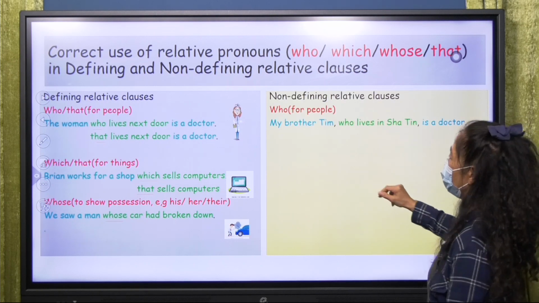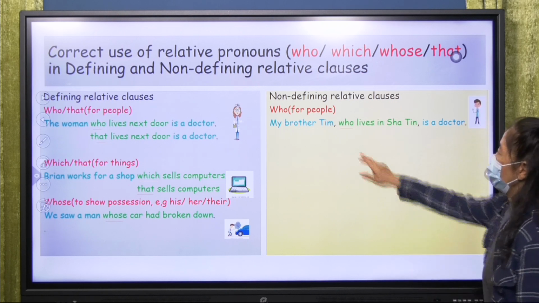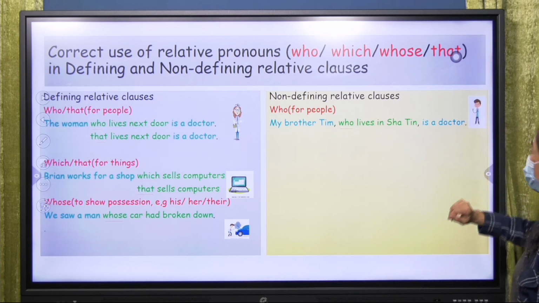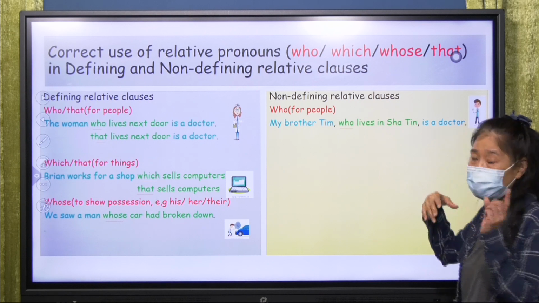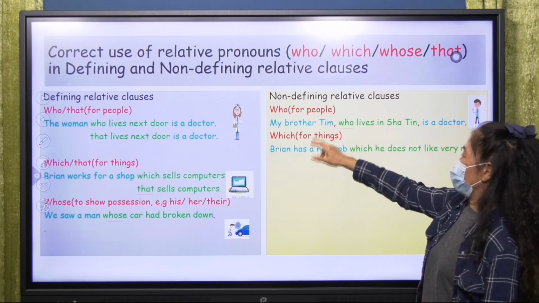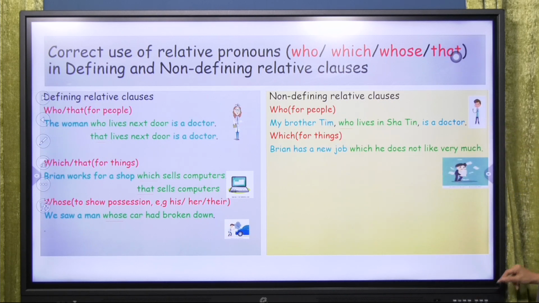So, non-defining relative clause. We use who. Look at here. My brother, comma, who lives in Shatin, comma, is a doctor. Okay? In this case, I know this is your only one brother. Now, which for things? Brian has a new job, which he does not like very much. Okay?